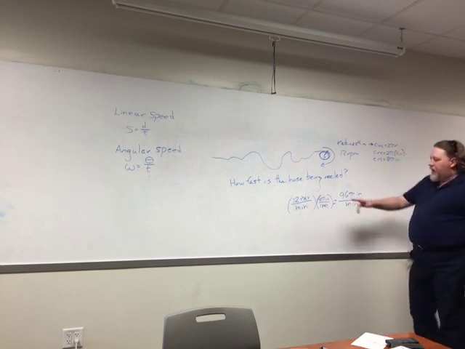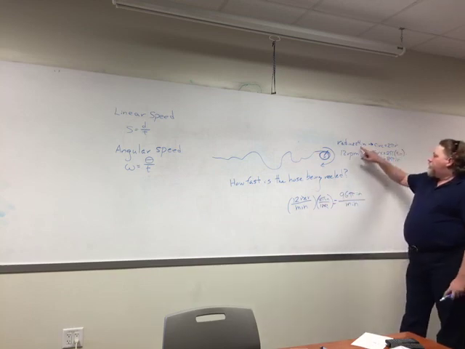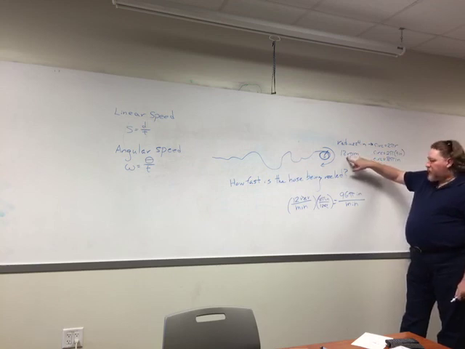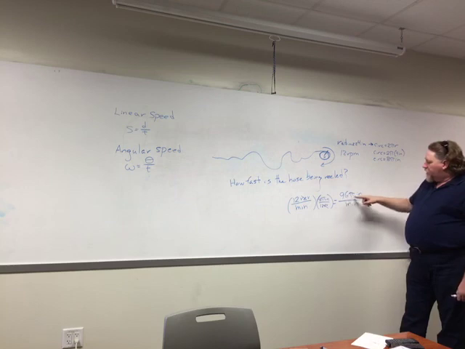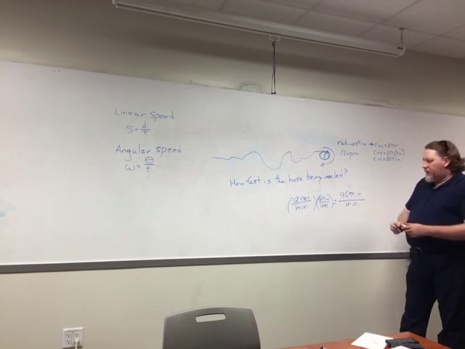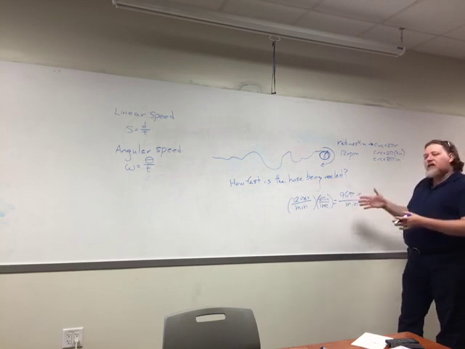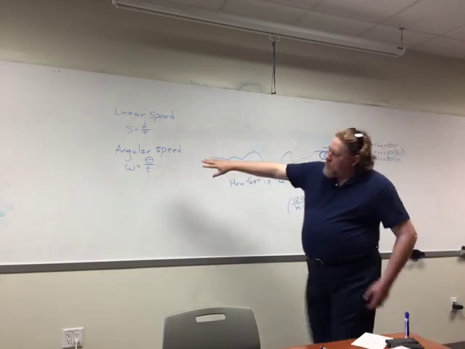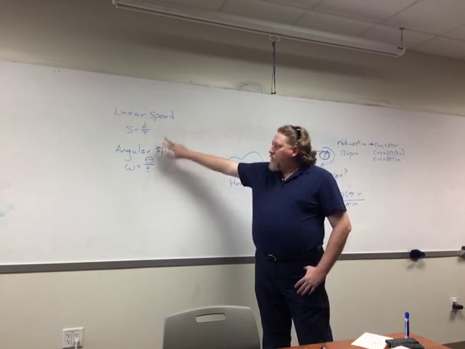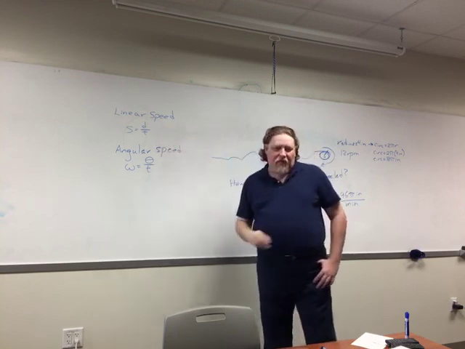And so I've taken an angular rotation, 12 revolutions per minute, and turned it into a linear speed of 96 pi inches per minute. So that's the basic idea of how you connect angular motion in angle per time to linear motion, distance per time.